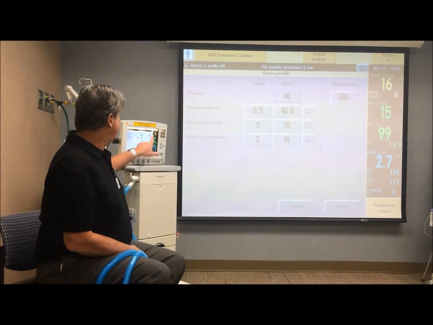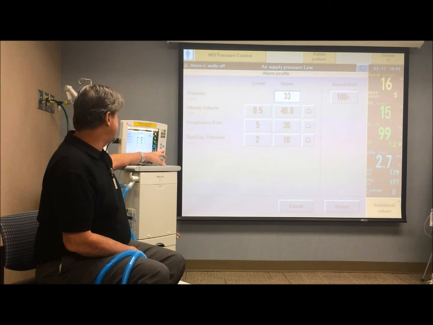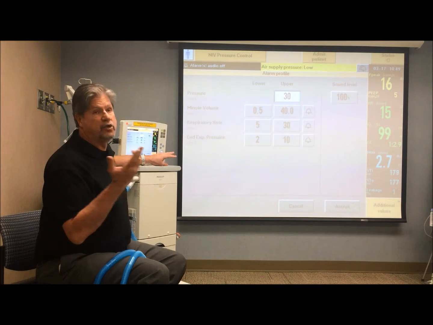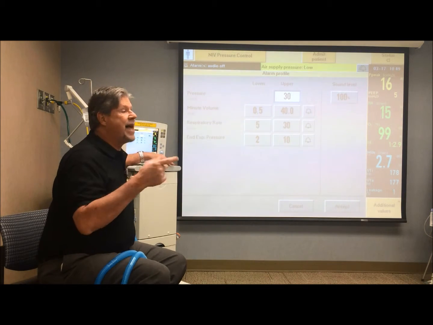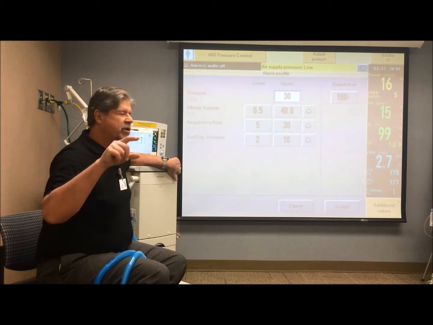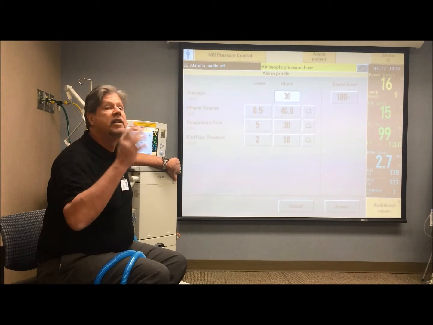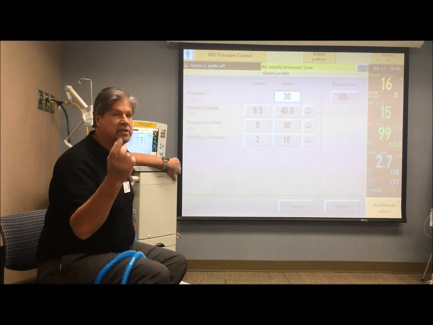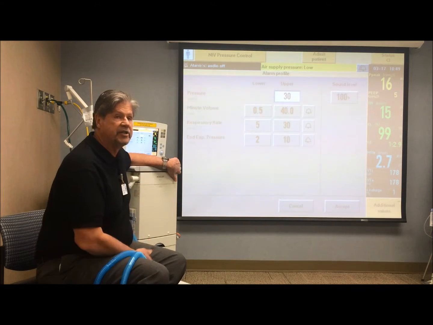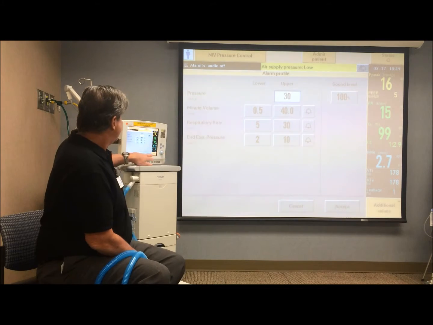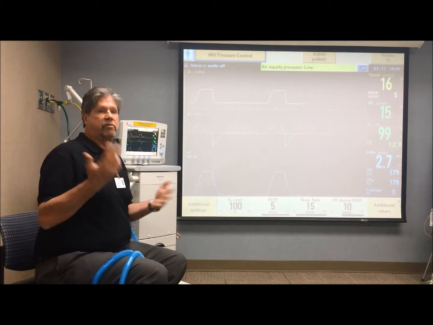The second 30 would be to set your upper pressure limit at 30 instead of the 20 that's the default value. And the last one would be to set your inspiratory cycle off when you're in non-invasive pressure support to 30%, because the default value is 50%. You'll see that in just a minute. So those are the three little tricks that you have.